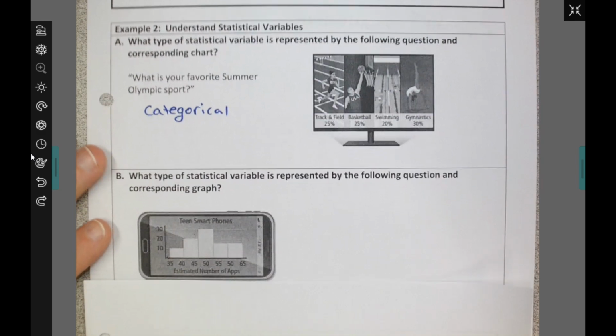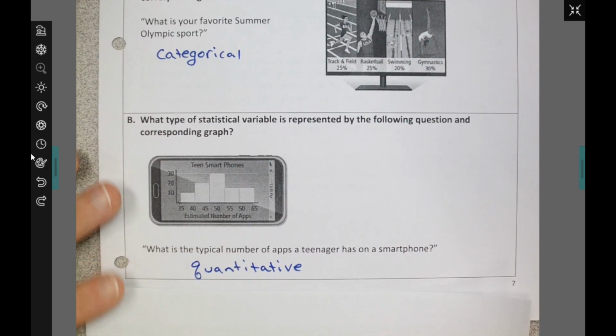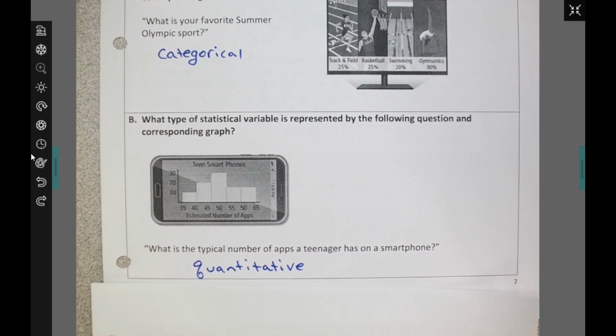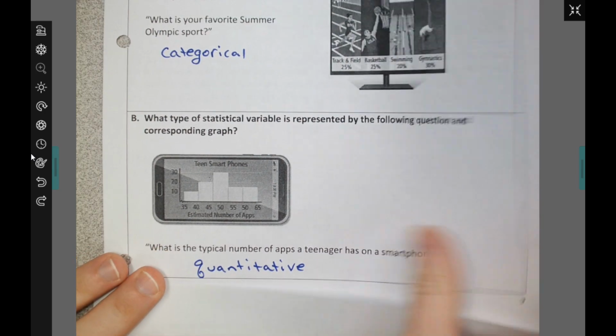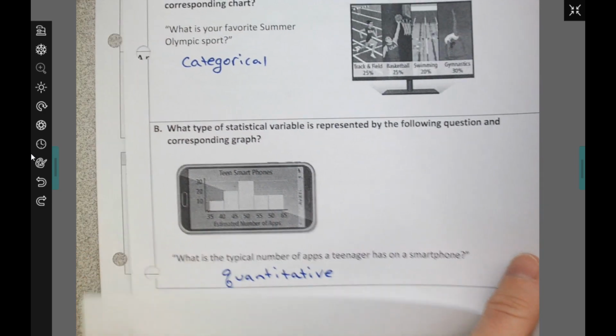On B, they ask, what is the typical number of apps a teenager has on a smartphone? You look at the data, all your answers are numbers, but you could also think about this on your own. If I were to ask you how many apps you have on your phone, the answer would be a number. That means it is quantitative. So number goes with quantitative. Words go categorical.